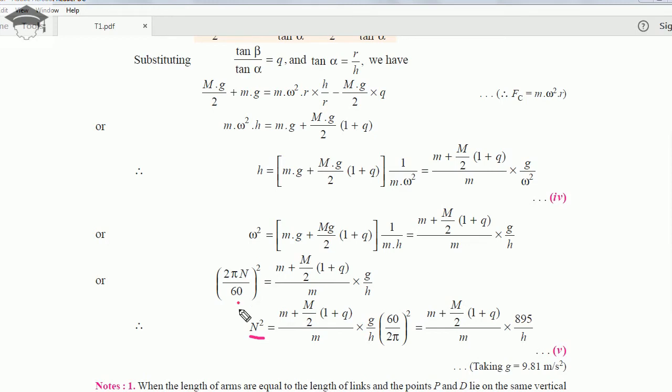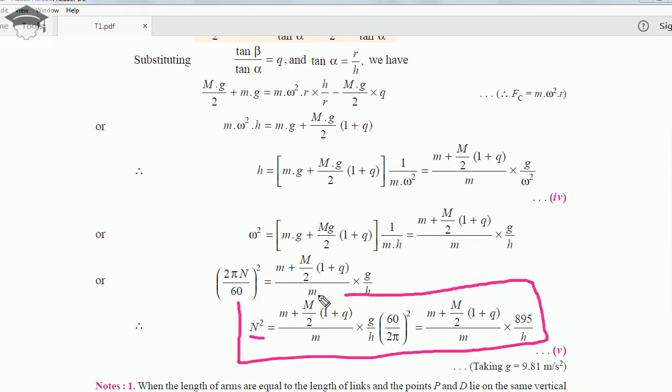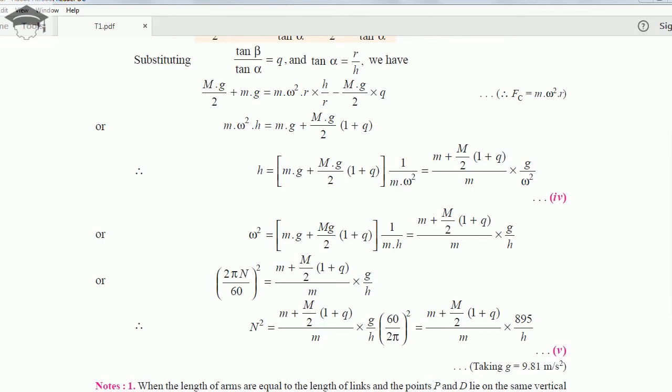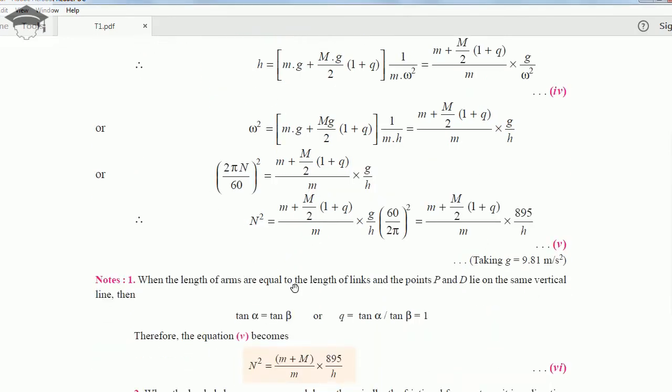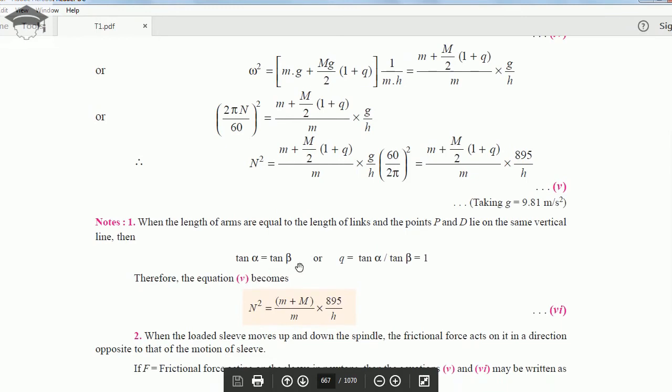This is the final derivation, the relation between RPM of the governor and the height of the governor. It's very important, and I hope you have followed up till here. Now when tan alpha equals tan beta, q, which was tan beta upon tan alpha, becomes 1. We substitute 1 here: m plus M by 2 into 1 plus 1 equals 2. So 2 gets cancelled, and finally we get m plus capital M by m into 895 upon h. This relation holds only when q equals 1, that is tan alpha equals tan beta, or alpha equals beta.